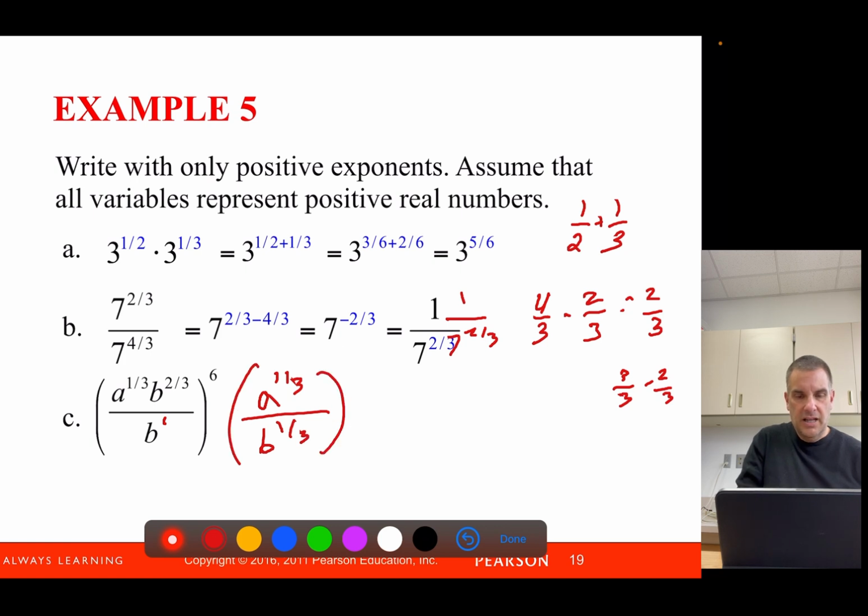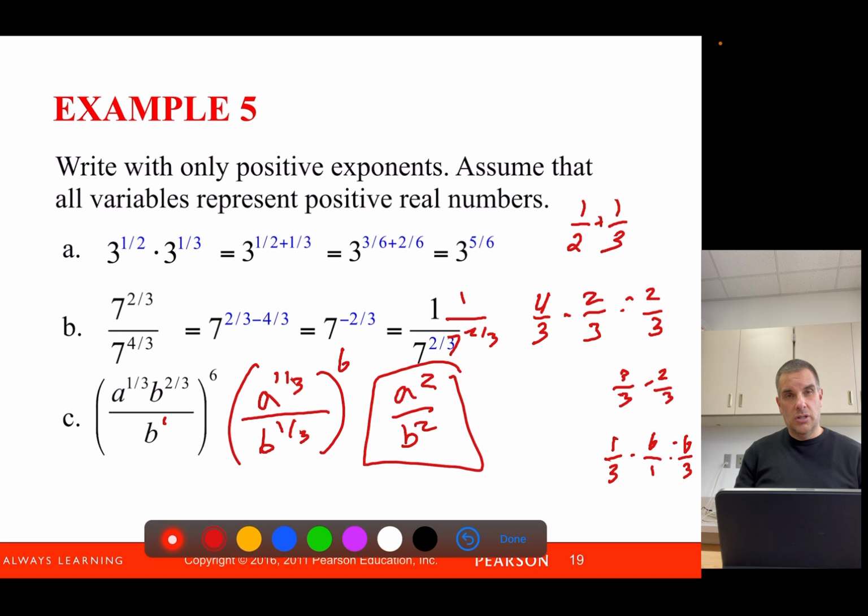And now this all has to be taken to the 6th power. So now we're going power to power. When you go power to power, you multiply the exponent. So we have to take 1/3 times 6. So 1/3 times 6 is the same thing as 6/3, which is 2. So this would be A squared over B squared. And that's your solution. Okay, I like to work from the inside out when I'm doing this type of problem.